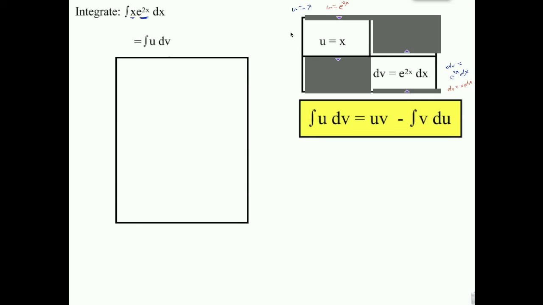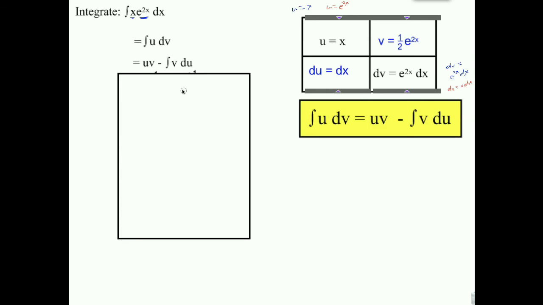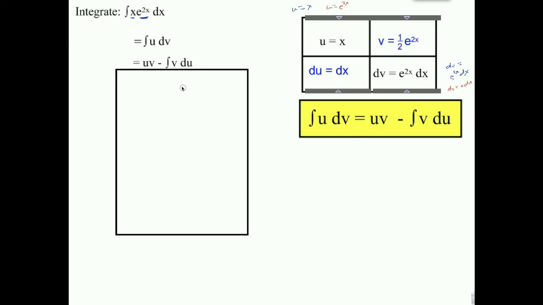We want to differentiate to help us find du, which is dx, and then we want to integrate. You can think through that integration. It's going to be 1/2 e to the 2x. We need the 1/2 there to cancel with the 2. So coming over here, we know our formula for integration by parts is right here, uv minus the integral of v du. We can now go ahead and make our substitutions.